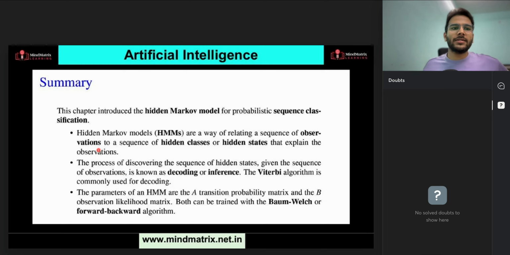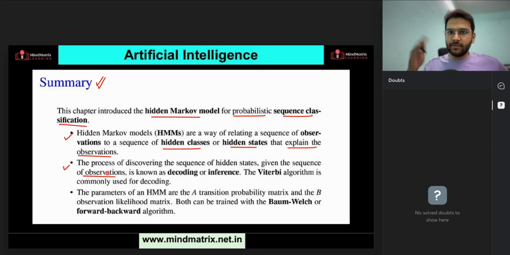Clear? So what is the summary? The final summary of today's lecture. This chapter introduced the hidden Markov model for probabilistic sequence classification. Hidden Markov models are a way of relating a sequence of observations to a sequence of hidden classes or hidden states that explain the observations. Second, the process of discovering the sequence of hidden states given the sequence of observations is decoding or inference, and the Viterbi algorithm is commonly used for decoding, which we have already seen, the first problem that we have seen.